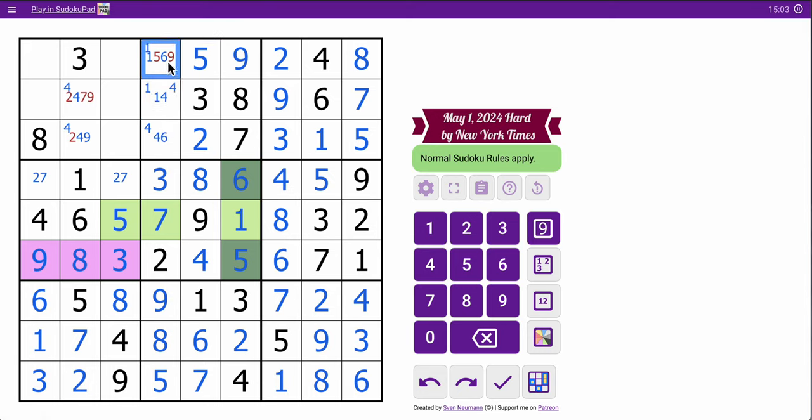Okay, that can't be 5. That's not 5. That's not 9. So that's a triple. It doesn't do me a lot of good. This isn't 2. Well, actually, that's forced to be a 4. That sorts out the triple. And column 4 is done.